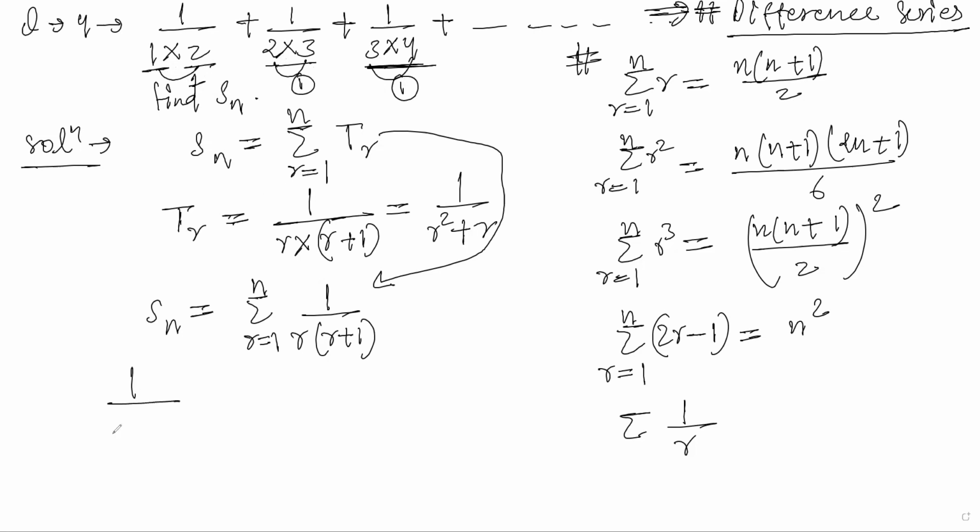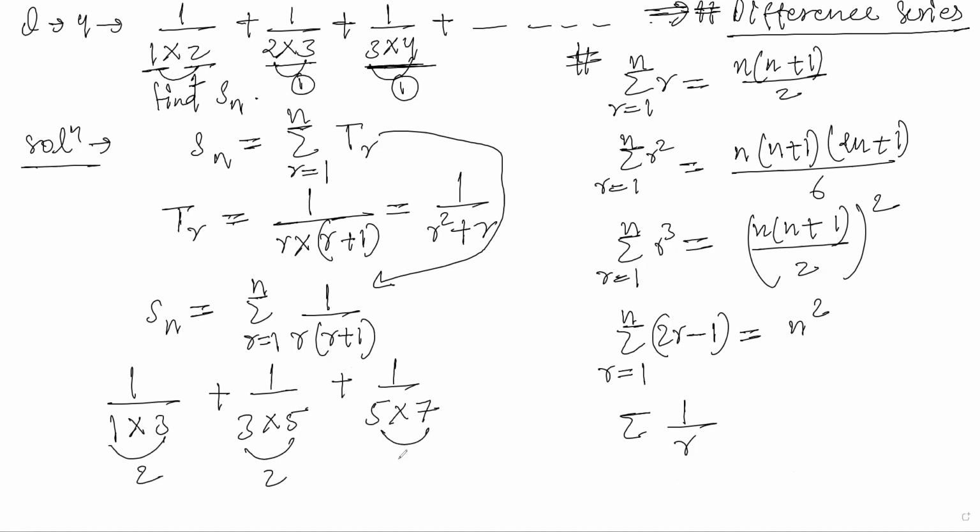It could have also been something like this. Or let's say like this. Then also, this would have been a difference series, because the difference is 2. There are also 2, there are also 2. So the series which contain the multiplication of some terms in their denominator, and the terms which are getting multiplied have the same common difference, then the series is called a difference series.